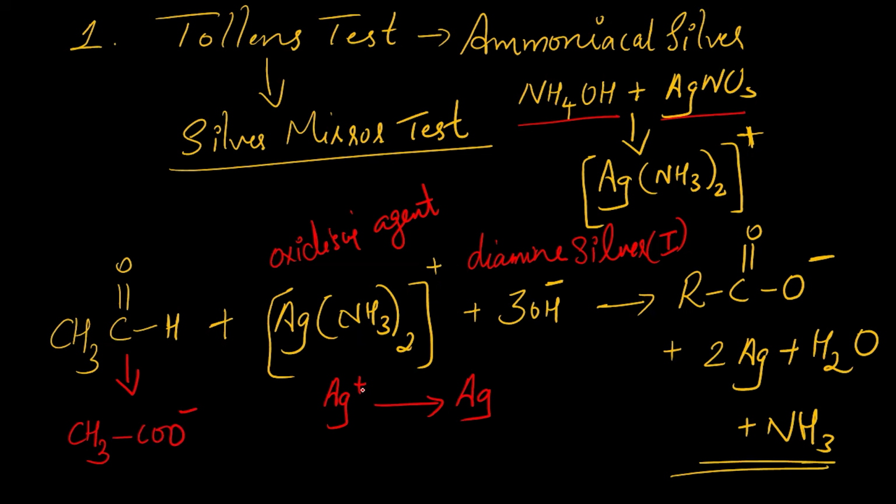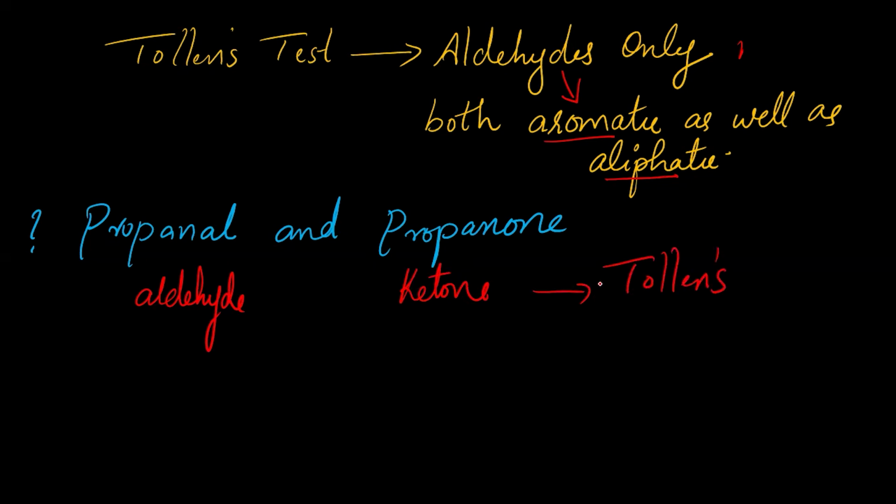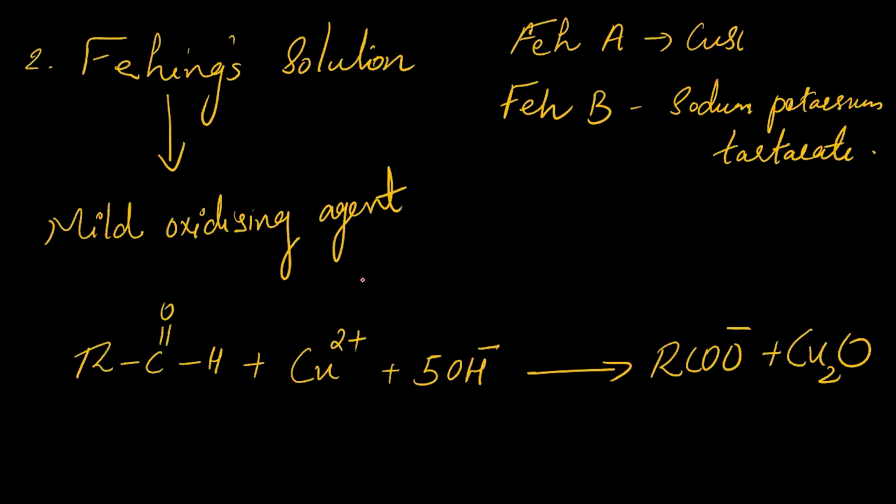Just understand that here we are getting Ag. Ag is deposited, so you will get a silver mirror on the sides of the test tube after a few minutes. So this is the main test. First test, Tollens test. When you are given one aldehyde, propanal, and propanone, which is a ketone, how will you distinguish? You can directly apply Tollens reagent, because ketones never give this test. Aldehydes will give this test. Moving to the next question.